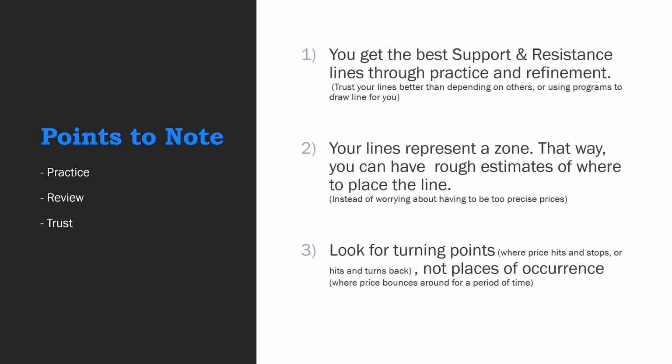Step 2 is always understand that your lines represent a zone. So you're not so fixed on having one line, or on having one price. You can just put a line and you understand that in that area, your support or resistance area, that's where you have to be careful. And then look for turning points where price has hit, stopped, and turned back. Not places where it's hit and bounced around without any direction. Okay, so remember: practice, review, and trust your lines.